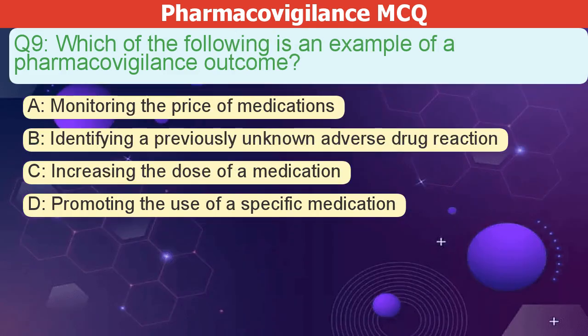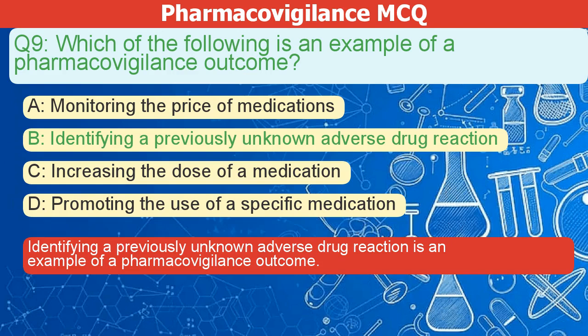Which of the following is an example of a pharmacovigilance outcome? A. Monitoring the price of medications. B. Identifying a previously unknown adverse drug reaction. C. Increasing the dose of a medication. D. Promoting the use of a specific medication. The correct answer is B. Identifying a previously unknown adverse drug reaction is an example of a pharmacovigilance outcome.